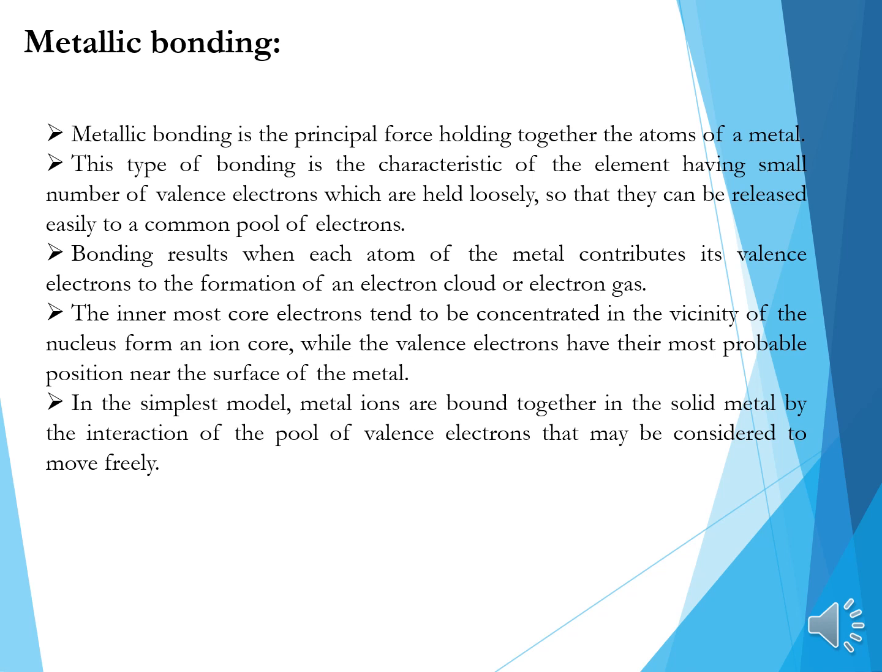Bonding results when each atom of the metal contributes its valence electrons to the formation of an electron cloud, also called electron gas. The innermost core electrons tend to be concentrated in the vicinity of the nucleus of the atom, while the valence electrons have their most probable position near the surface to bond with other atoms. In the simplest model, metal ions are bound together in the solid metal by the interaction of the cloud of electrons that may be considered to move very freely.